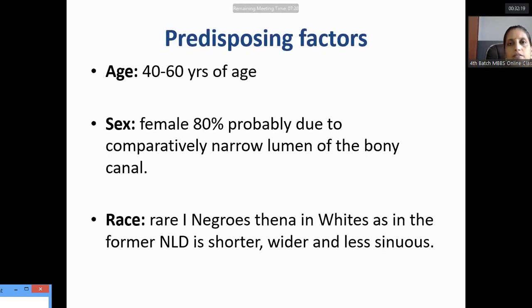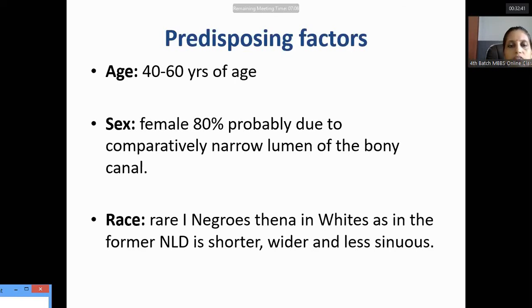So what are the predisposing factors? It occurs at the age of 40 to 60 years. It's more common in females, in 80% of the cases. It's probably due to the narrow lumen of the bony canal. So why is it more common in females? It is due to the narrow lumen of the bony canal.